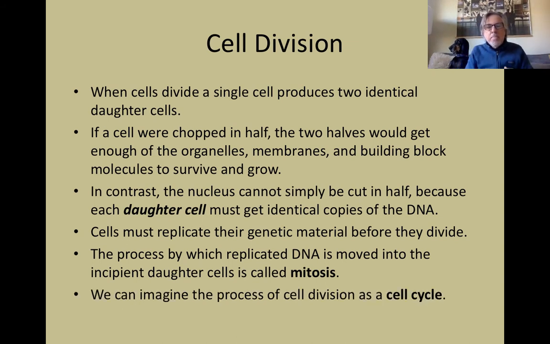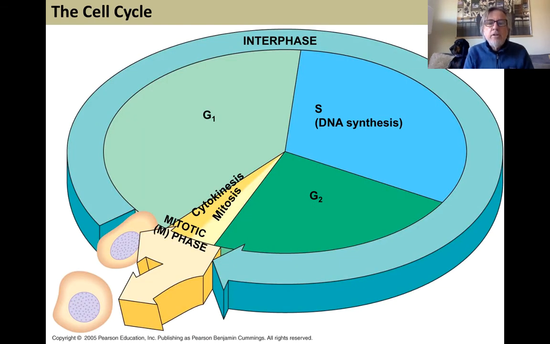And we can imagine this entire process of cell division as occurring in a giant cycle. So actively growing cells go through a cyclic process that leads up to division into two daughter cells. Let's take a look. Here's a picture of the cell cycle, and I recommend you stop the video and put this diagram in your notes.